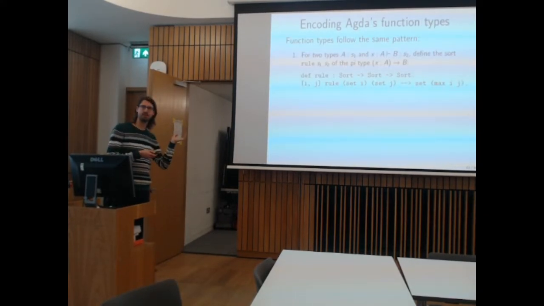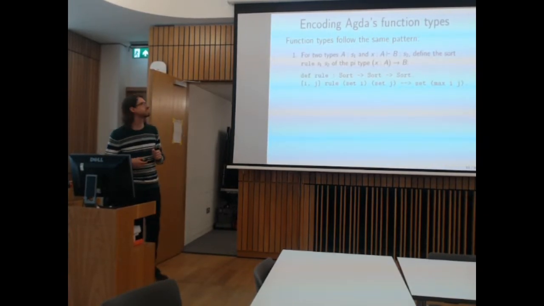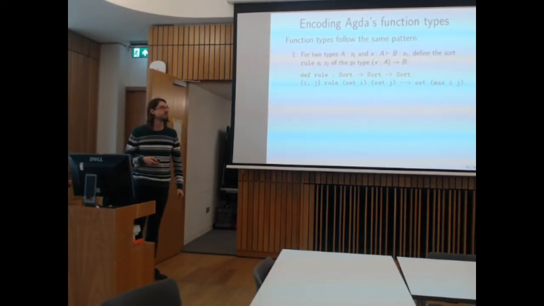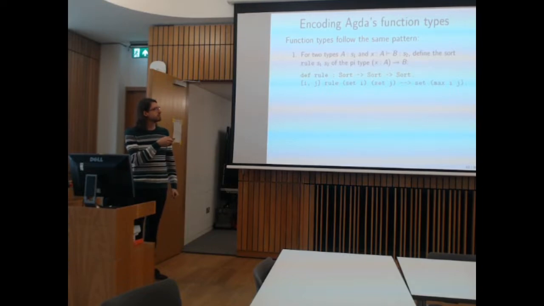And then we want to have function types. Now that we have universes, for function types we need the rule of the pure type system, right? For each two input sorts, we want a sort of the pi type. The sort of this pi type, when we know that A is in S1 and B is in S2, is given by the sort rule S1, S2, and that's just taking the maximum of the two universe levels.